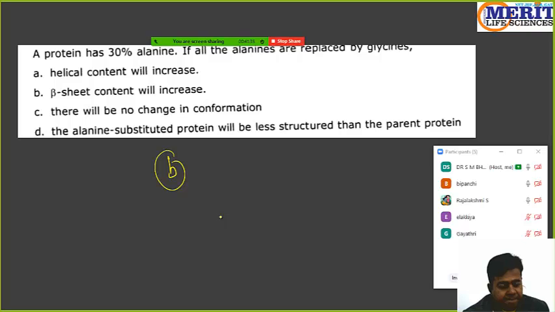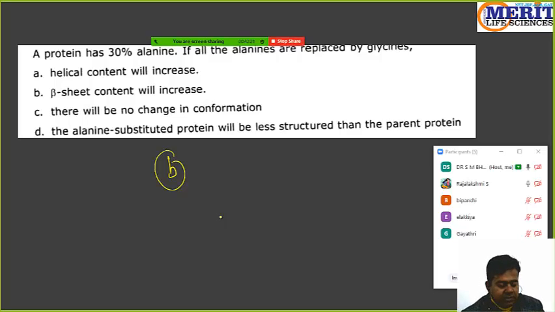Now think what should be the answer. If this is a protein and you are replacing 30% alanine with glycine, why? Why? Yes. Now you got the right answer. Why did you not get the right answer earlier? That's what I'm training your brain.